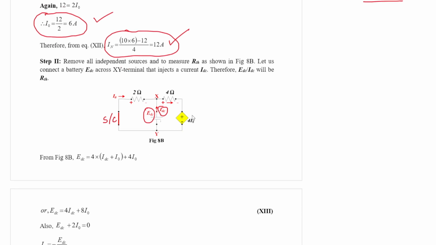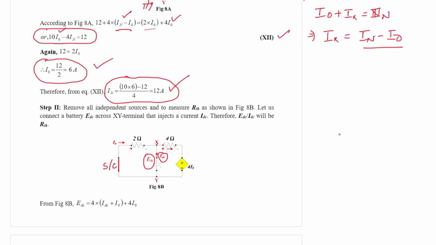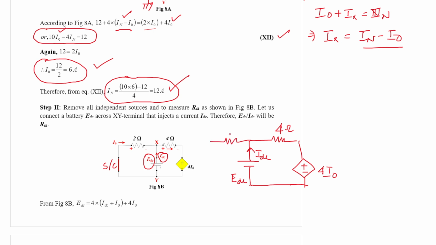So from the figure 8b, if you consider this part, 4 ohm, this is EDC, and this is the dependent source. Let us say EDC, a current IDC. This voltage is actually 4I naught, and there is a resistance 2 ohm, the current flowing through it is I0. So the current flowing through 4 ohm resistance is nothing but I naught plus IDC.